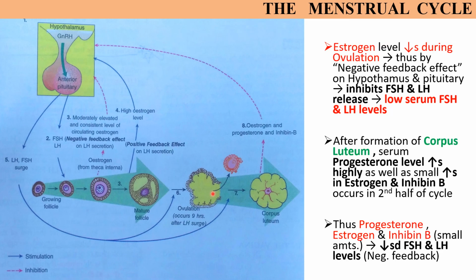While ovulation occurs, the estrogen level decreases by its negative feedback effect on the pituitary gland and hypothalamus. This further inhibits the release of FSH and LH from the pituitary. Once the corpus luteum is formed, it produces progesterone and estrogen hormones, and they further cause the inhibition of the release of FSH and LH by a negative feedback mechanism.